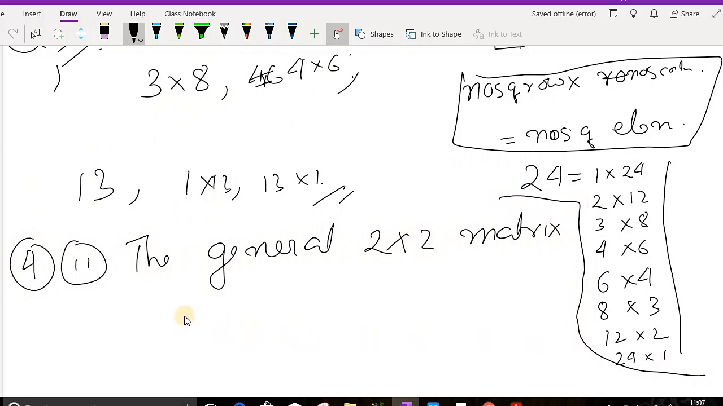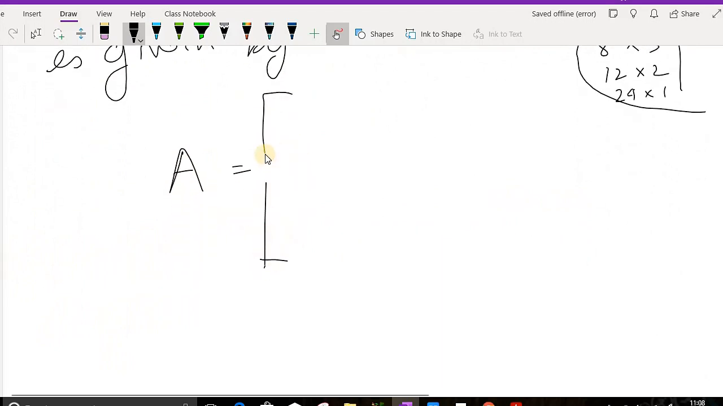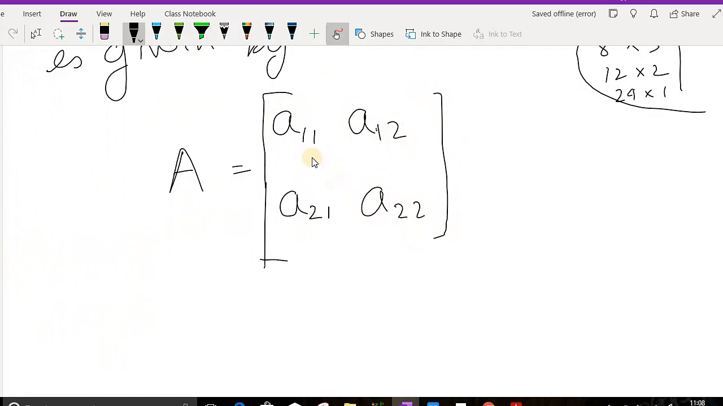My writing is very bad, you have to adjust. I'll write A equal to. 2 by 2 means 2 rows, 2 columns. So first I write 2 rows and 2 columns. A11, A21. So there will be 2 rows. 2 columns means this is the first column, second column. A12, A22. You see, the suffix is very important. 1 means first row, first column; first row, second column; second row, second column; second row, first column.